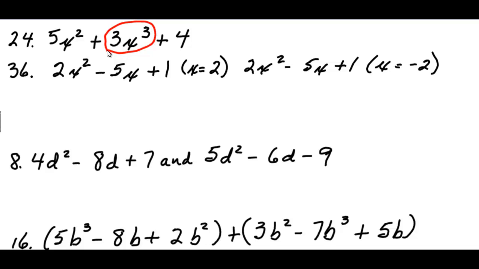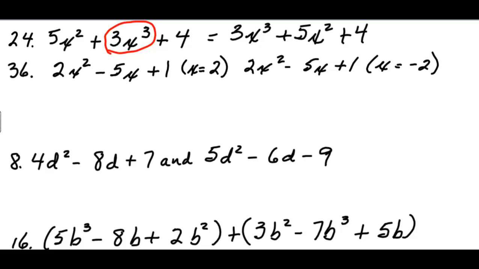So if we rewrite this thing in the proper order, what we would write down is the 3x cubed. Then we'd write down plus 5x squared. And then we would write down plus 4. So what we need to remember in descending order, and this is the way things are typically written in algebra, the variable with the highest power is written first, then the next, and then the next.